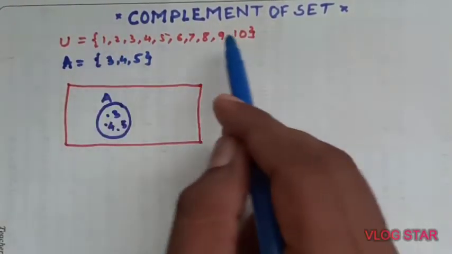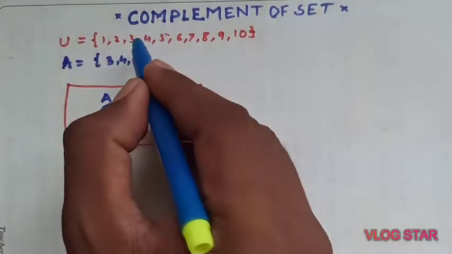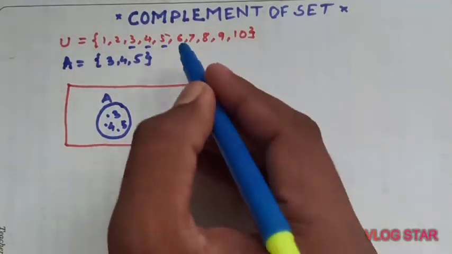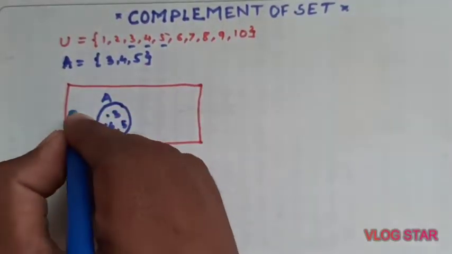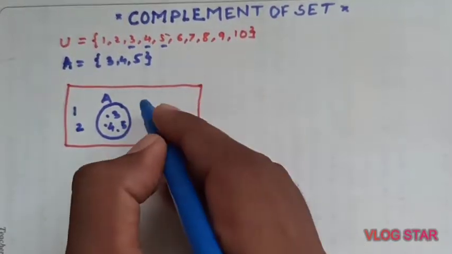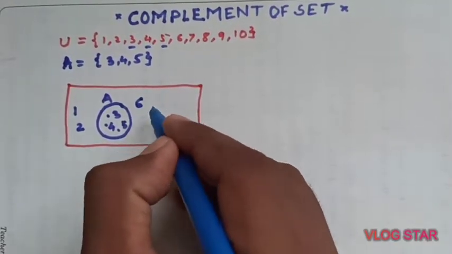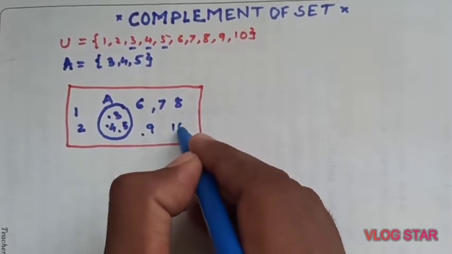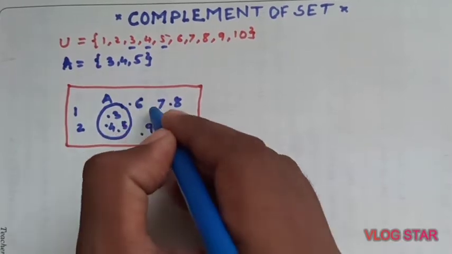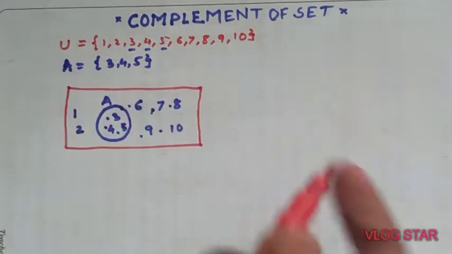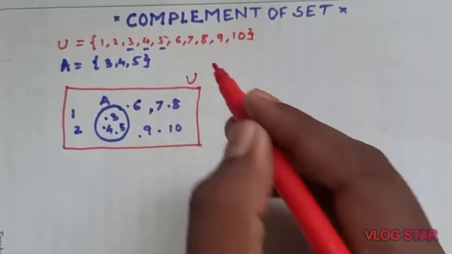Where to put all the rest of the elements of U? 3, 4, 5 are already taken. What are the remaining elements? 1, 2, 6, 7, 8, 9 and 10. Okay, here is A, the bigger one is U.